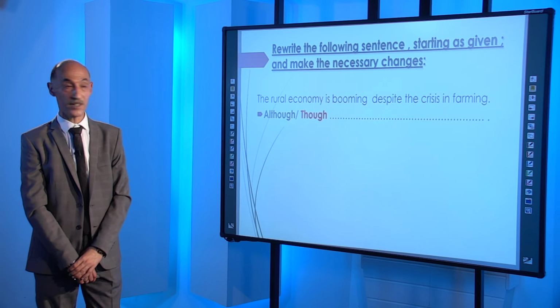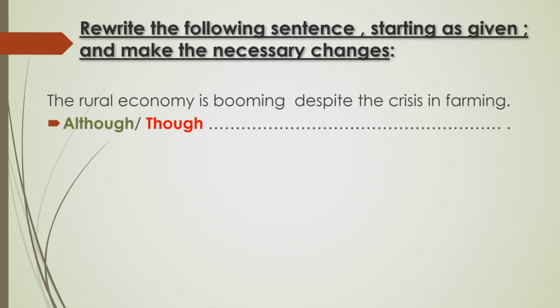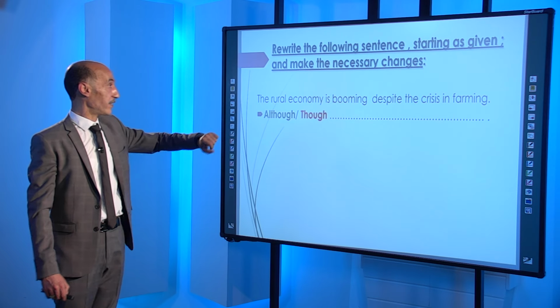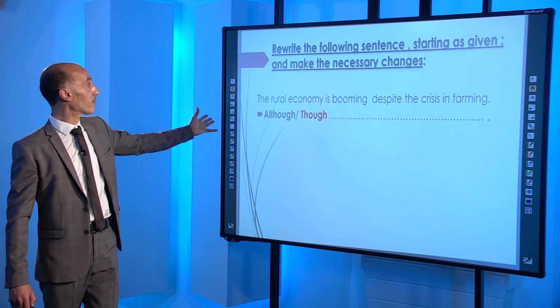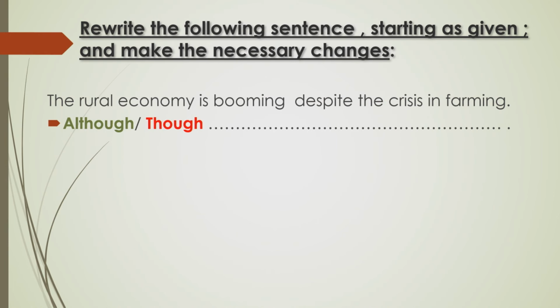We'll get into more details, and here you will rewrite the following sentence starting as given. I read it. So the rural economy is booming despite the crisis in farming. One more time, you can see the conjunction, which is there. It's despite. However, you're here asked to rewrite the sentence starting with another conjunction. It's although, or though.